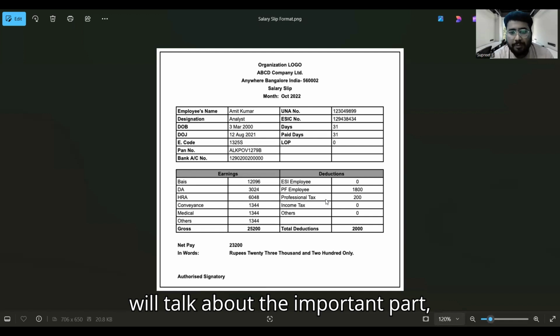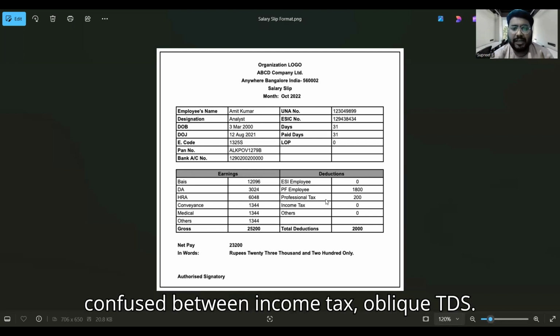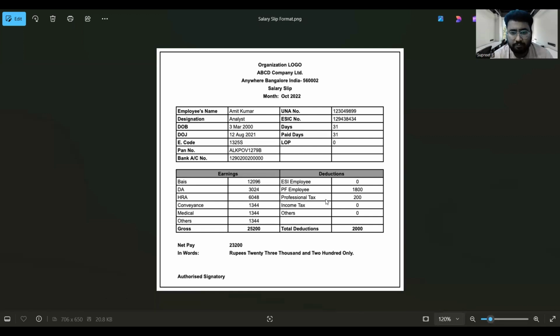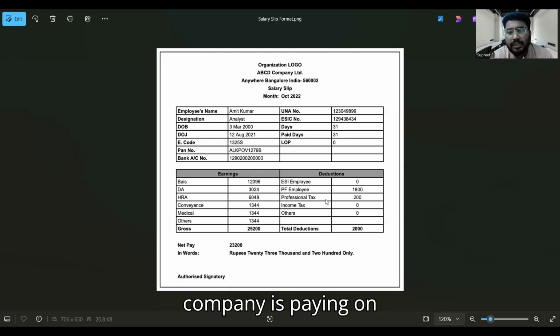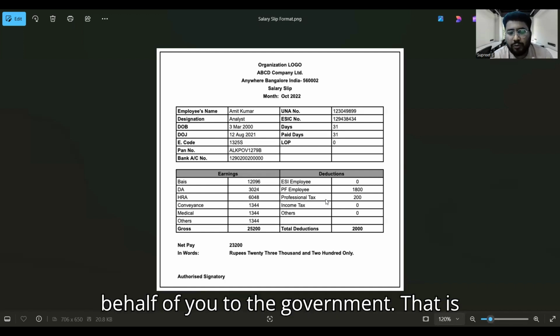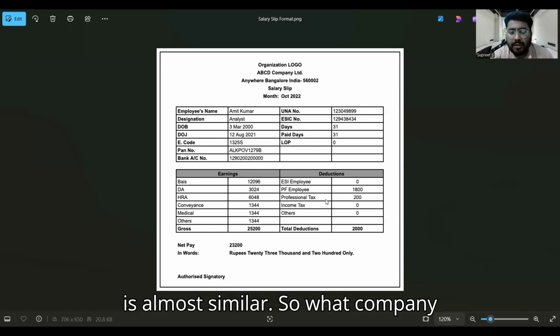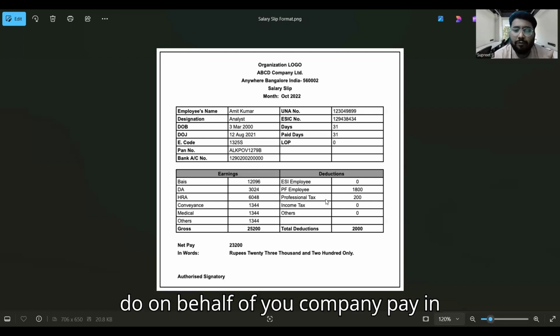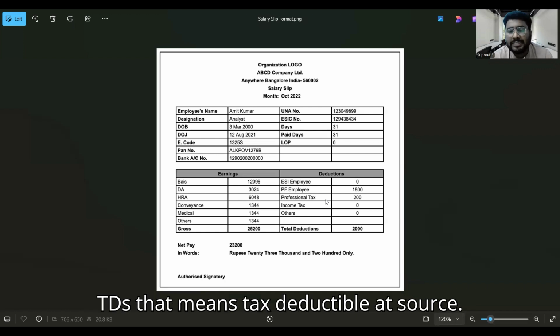Now we will talk about the important part, income tax, also called TDS. Don't get confused between income tax and TDS. Both are almost similar in nature because the company is paying on your behalf to the government. That is why I'm saying TDS and income tax are almost similar. So what does the company do on your behalf? The company pays in advance to the government and we name it TDS, which means tax deducted at source.